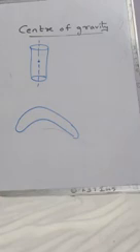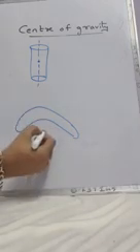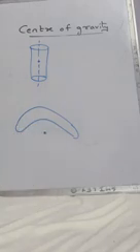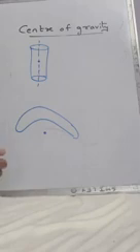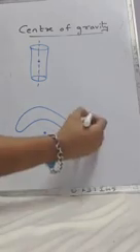This is a boomerang, the one which Mowgli was using. Now, in a boomerang, the center of gravity is somewhere here, outside the body. It is not on the body. Here it was on the body, here it is not on the body.